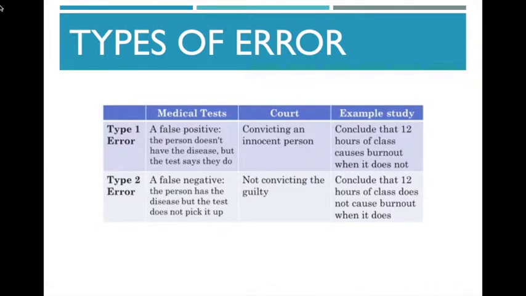Here are some examples of what type 1 and type 2 errors might look like. It might be easier for you to imagine the court example, with type 1 error being convicting someone who was actually innocent, while type 2 error would be not convicting someone who was actually guilty.